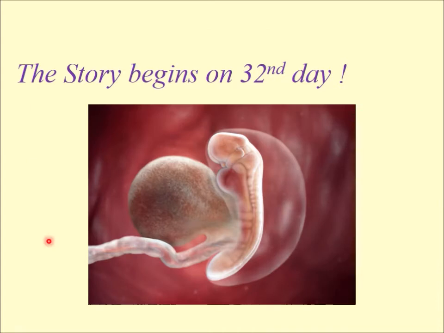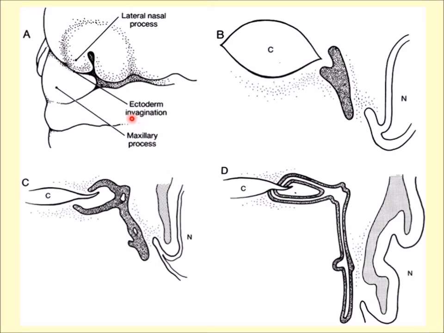The development of the nasolacrimal duct starts at the 32nd day of intrauterine life. In this, an ectoderm is invaginated between the lateral nasal process and maxillary process as an epithelial rod. And throughout intrauterine life, it keeps on canalizing, and thus a canalization in this epithelial rod develops, and this becomes a tube-like structure.